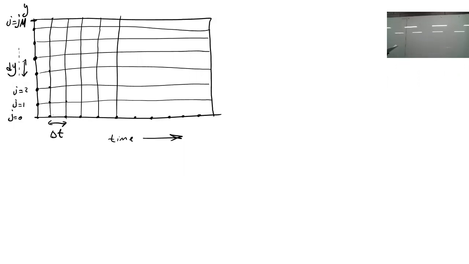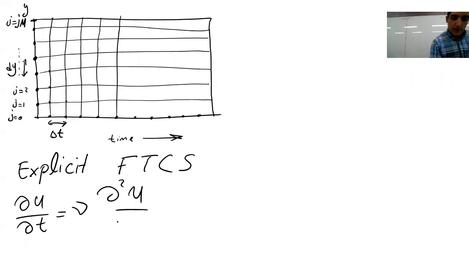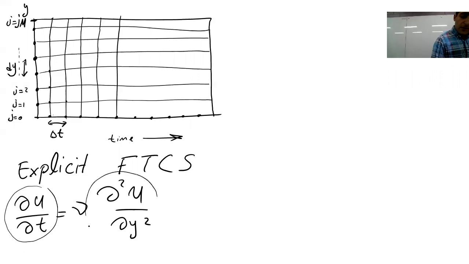So last session we talked about explicit using forward in time central space. So if you remember, forward in time central space applying on our main equation, which is del U over del T equal to kinematic viscosity, second derivative of U over del Y squared. That means that forward difference in time, which is the left-hand side term, and central is applied on the right-hand side term. So easy to follow.